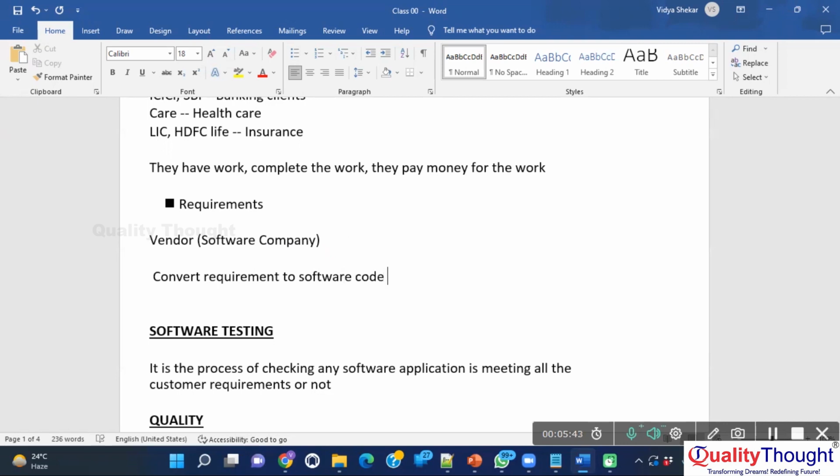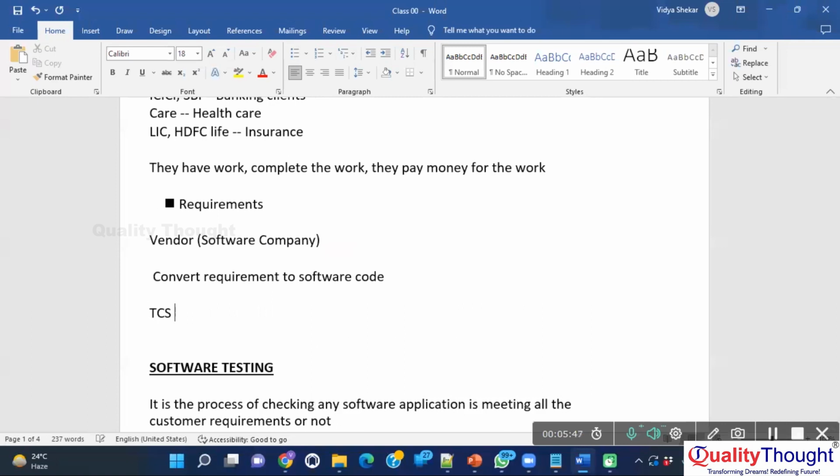Is this clear? The purpose of a vendor is to convert requirements to software code. You have many companies like TCS, Infosys, Accenture, Wipro, and many other companies.